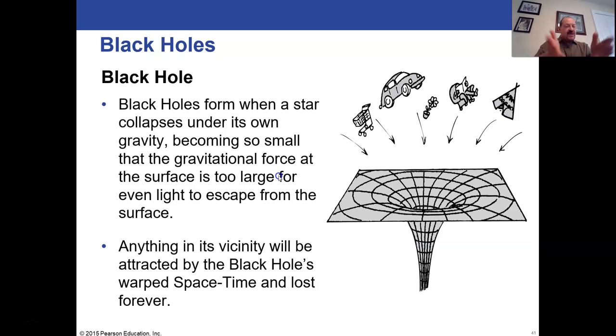You can see this thing is pulling space-time down in this giant warp. So anything nearby will fall into this gravity well and be pulled towards the black hole and swallowed up. And we don't know exactly what happens once an object is inside the event horizon of the black hole. There's a lot of debate about it, but it certainly should be destroyed.